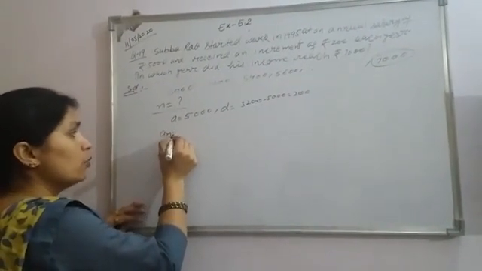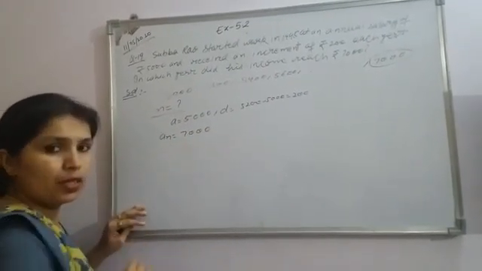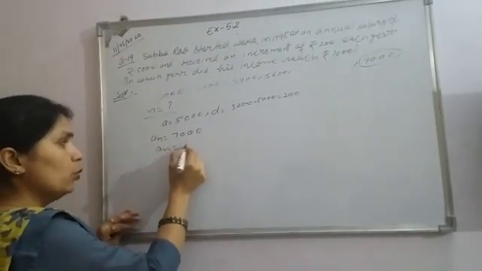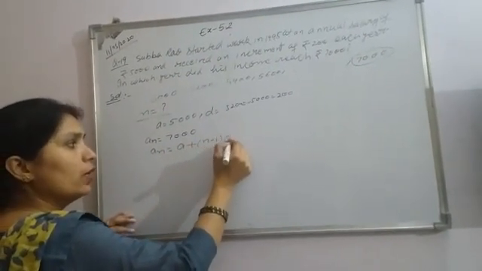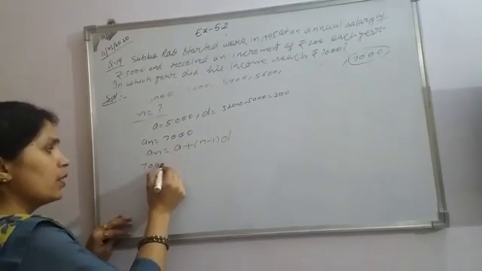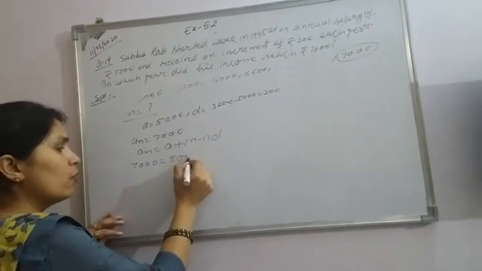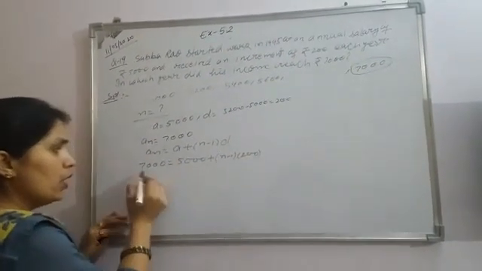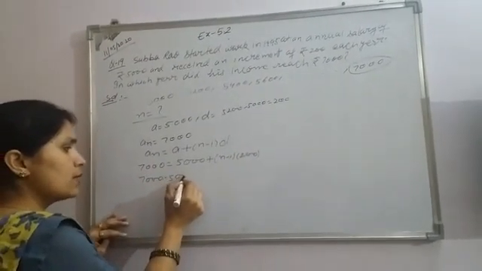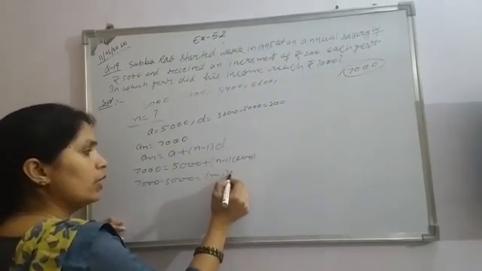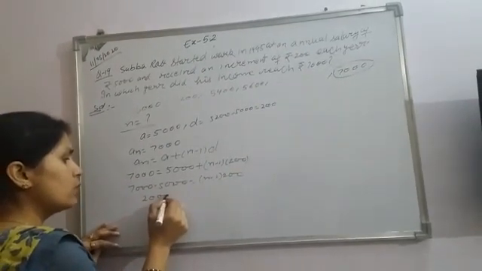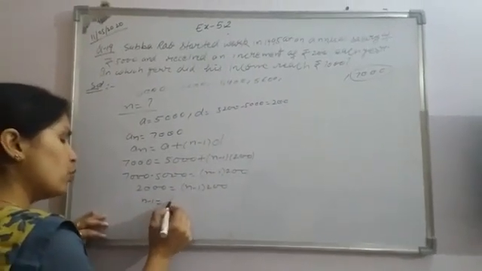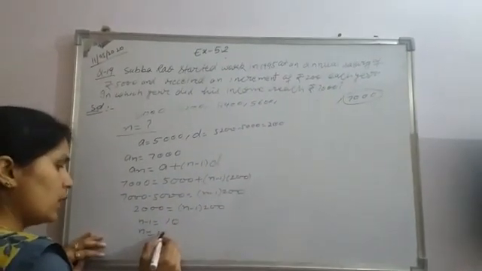So An is equal to 7,000, but n is not given to us, and we know our formula: An is equal to A plus (n minus 1) into d. An is 7,000, equal to 5,000 plus (n minus 1), and the difference is 200. So when we take 5,000 to this side, 2,000 is equal to (n minus 1) into 200, and n minus 1 is equal to 10, and n is equal to 11.